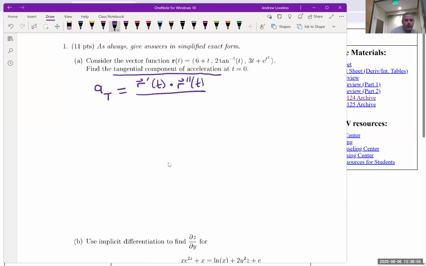We unfortunately don't get to do as much as one might want to in terms of interpreting. The tangential component is the derivative of the speed, so it kind of tells you when the thing has stopped speeding up or slowing down. So usually this is significant when this is zero. The normal component has to do with curvature and how fast you're going.